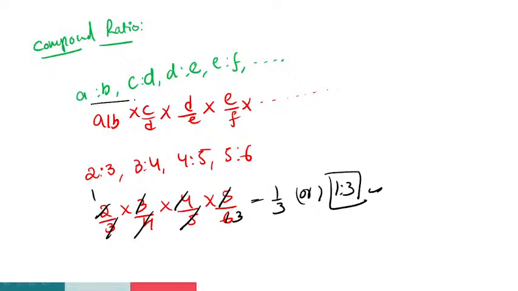Just remember, guys, the compound ratio formula: A by B into B by C into C by D into D by E and so on. This is the compound ratio formula, guys. Clear, all of you?